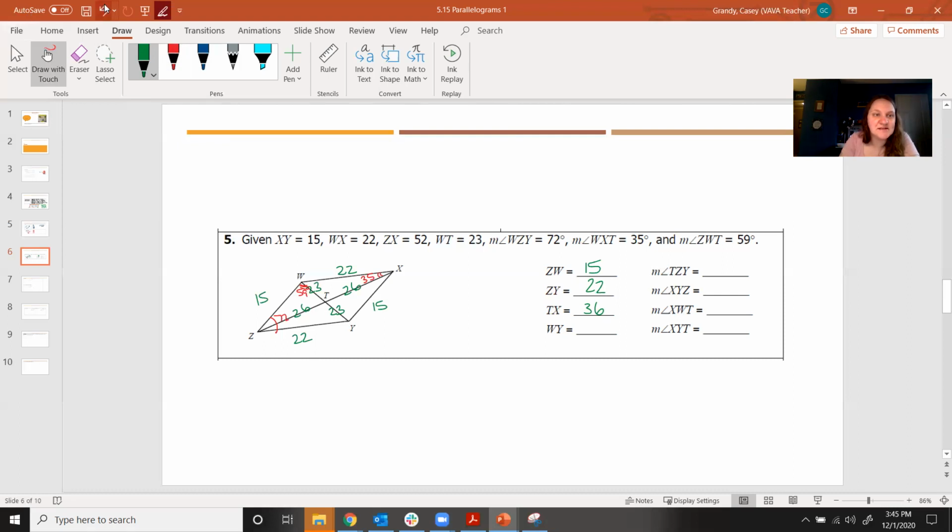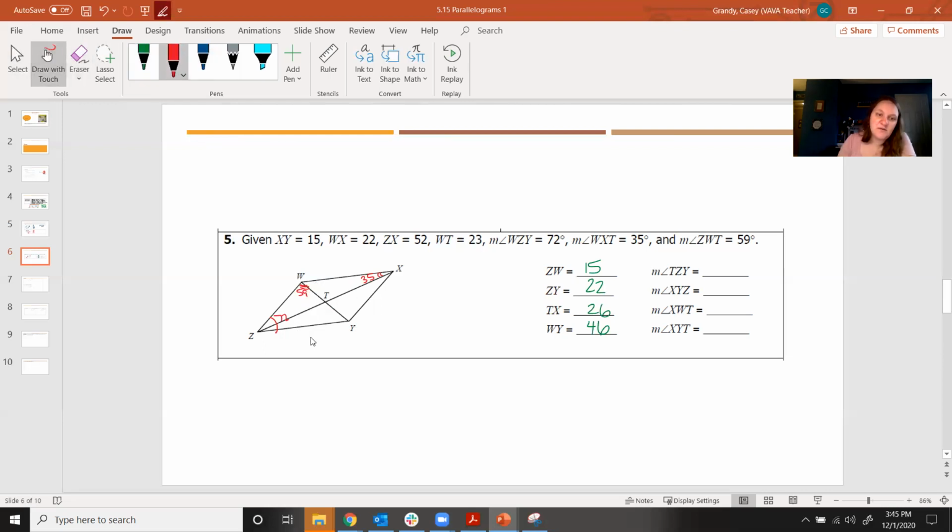$26. Oh my goodness, I can't read my own handwriting today. There we go. And WY is 46. Okay. Now let's deal with these angles. I've got a lot going on in my picture. I'm going to erase all this green because we just dealt with all the sides. So let's just deal with the angles now. Makes it a little nicer to look at.